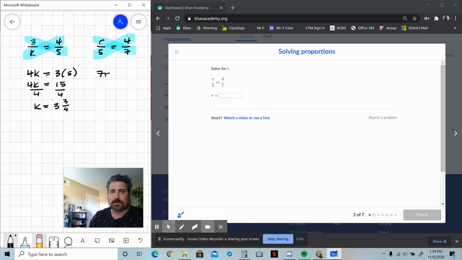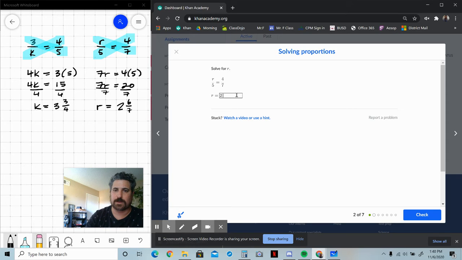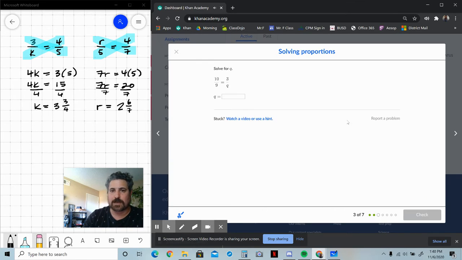So that means that 7r is equal to 4 times 5. Are there any compatible numbers here? No. So I'm just going to do 7r is equal to 20. And then how do you undo times by 7? Divide by 7 on both sides. So r must be equal to 20 sevenths, which is the same as 2 sevenths, which is 14, with 6 left over. So 2 and 6 sevenths, and that's your answer. You're going to put 2 space 6/7, and that's it. For the next one, you're going to do the same exact process.